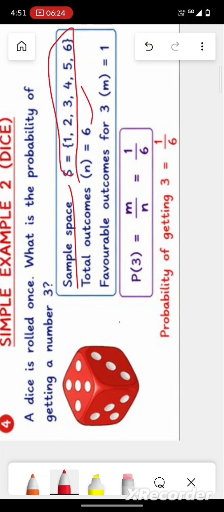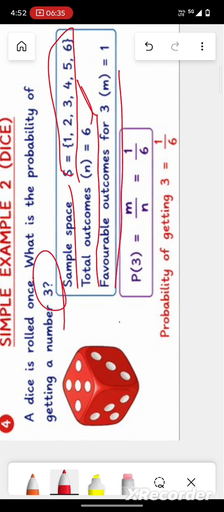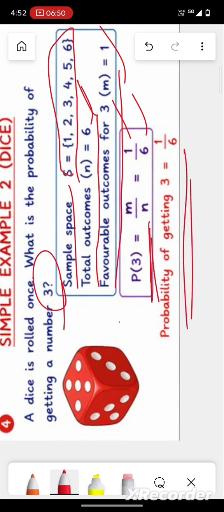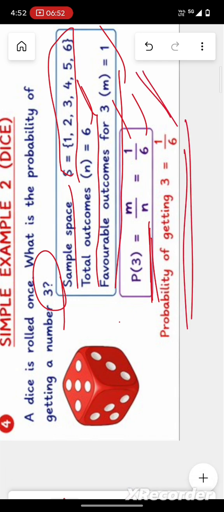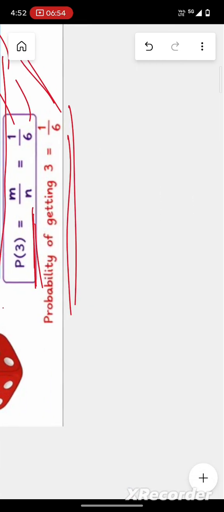When a dice is rolled, the total number of outcomes is also called the sample space. The total number of outcomes N is equal to 6. Then favorable outcomes for getting a number 3 is 1. We have only one 3 here. Probability of getting number 3 is equal to M by N. Favorable outcomes 1 and total outcomes 6, so 1 by 6. The probability of getting number 3 is 1 by 6.